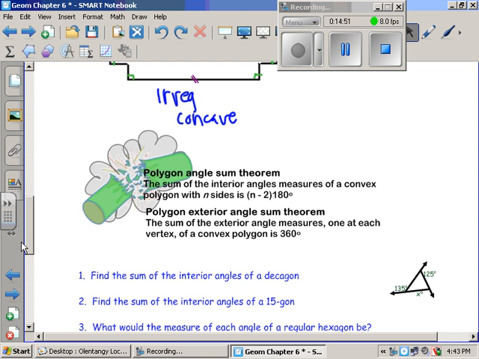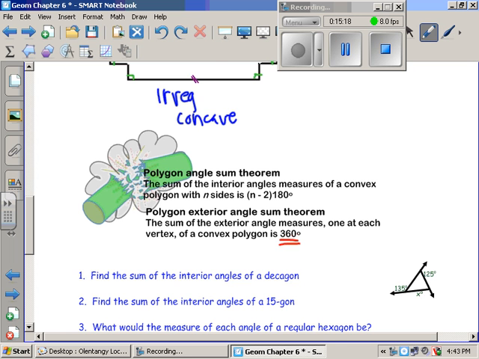All right? Then the exterior angle theorem is a little easier because it always is the same, no matter what kind of polygon it is, as long as it's convex, no matter how many sides it has, no matter what the shape is. If you add up all the external angles, I always get 360.